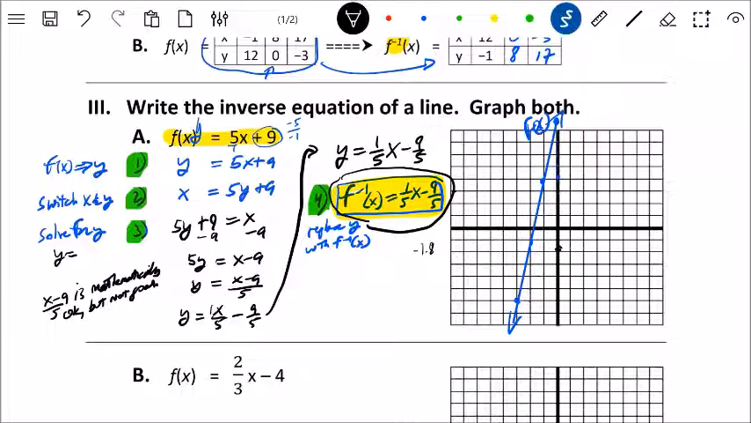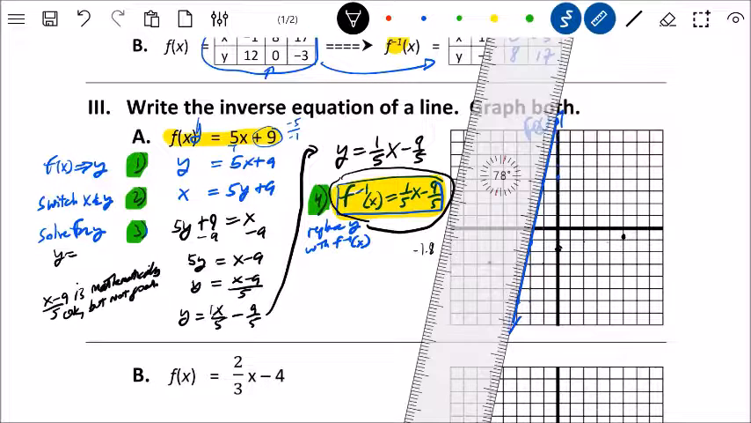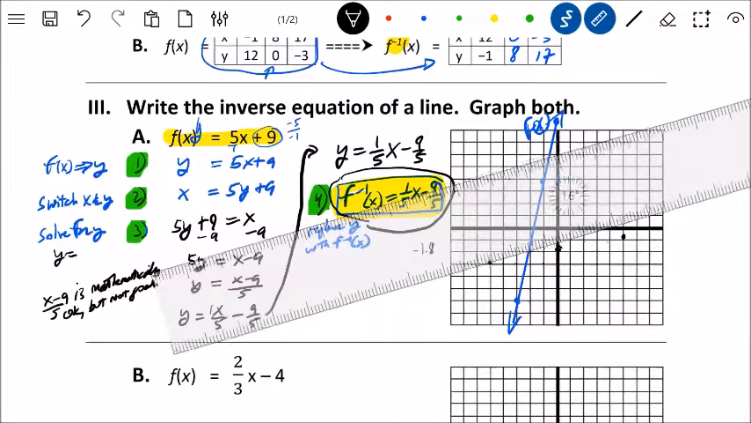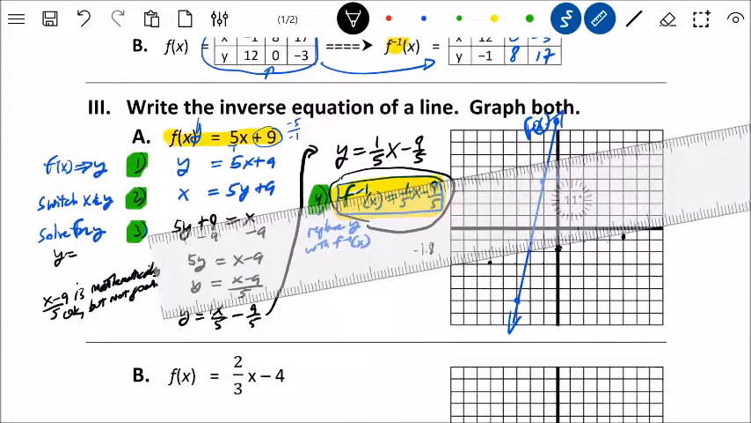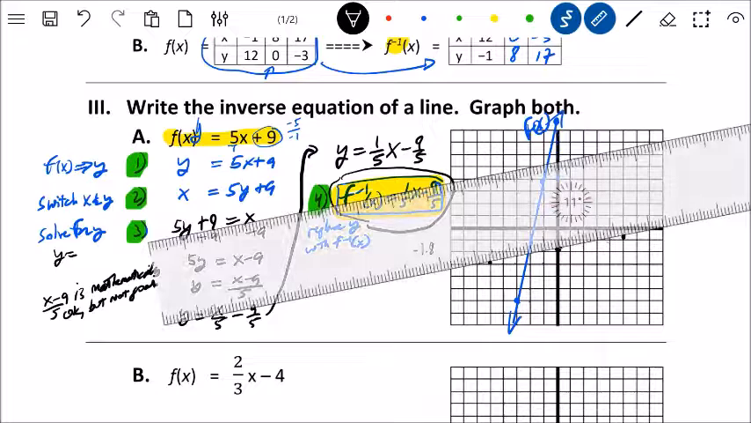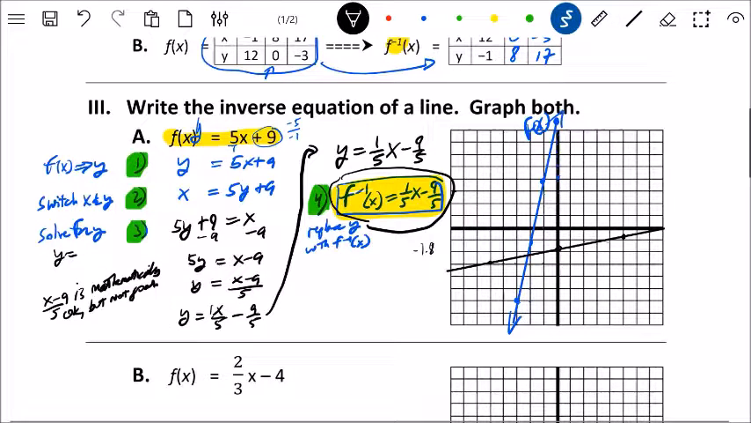And then I have a slope of up 1 and over 5. 1, 2, 3, 4, 5. So it's a little bit above there. I can make that negative 1 and 1, 2, 3, 4, 5. And now I'm going to draw this line. And that's f minus 1 of x.